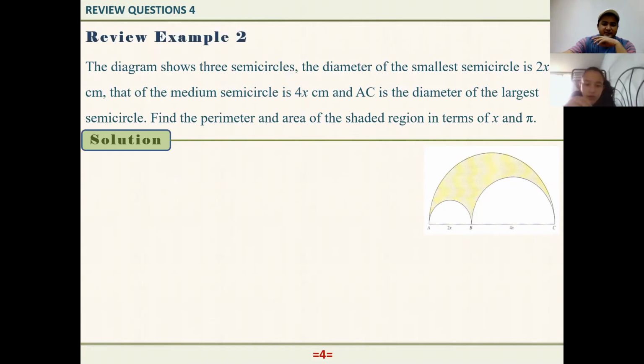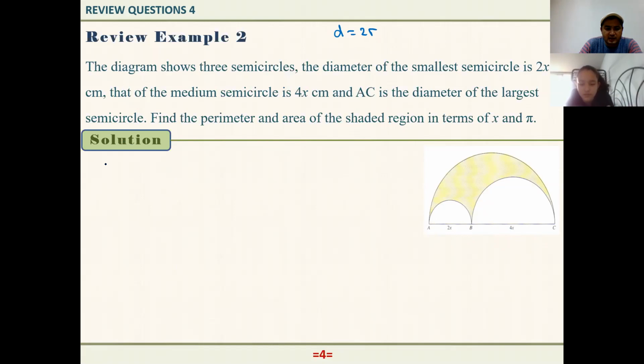Okay, Shahina, here the diagram shows three semicircles, right? That is the first one, the biggest one. And we draw another one here, the smaller one, and another one a bit smaller than this, the smallest one. These are all semicircles. The diameter of the smallest semicircle: when you say diameter, diameter is 2 radii, so the diameter is 2x. And the diameter of the medium semicircle is 4x centimeters. And AC is the diameter of the largest semicircle.